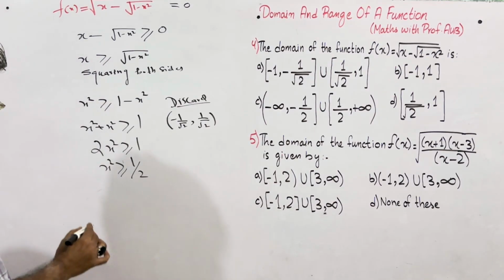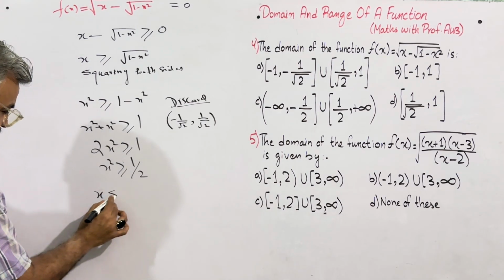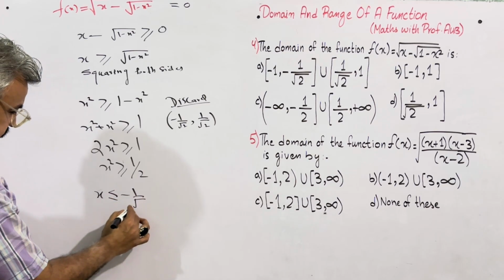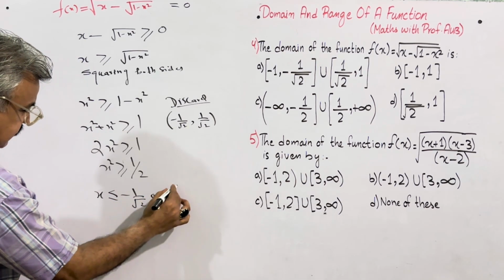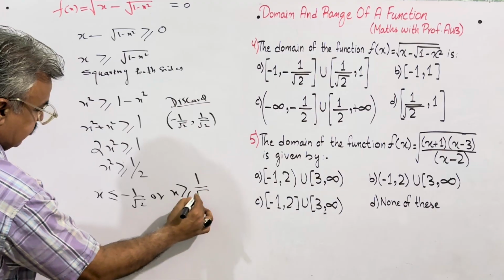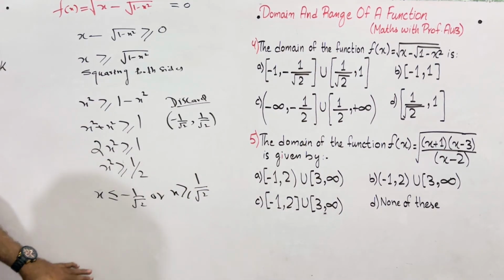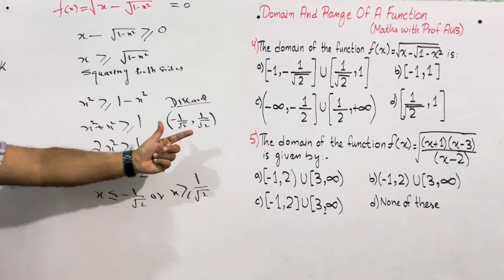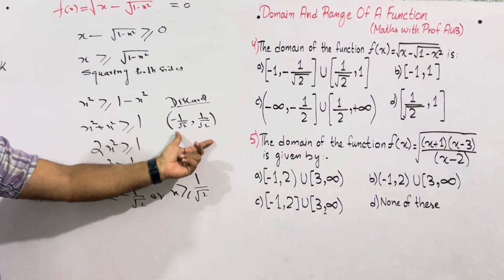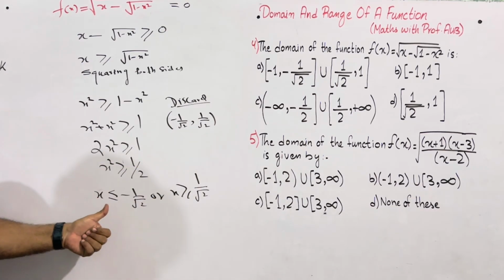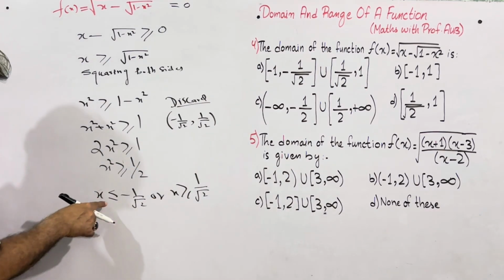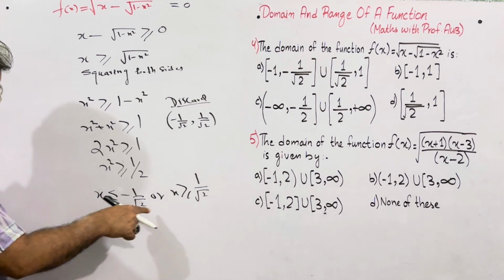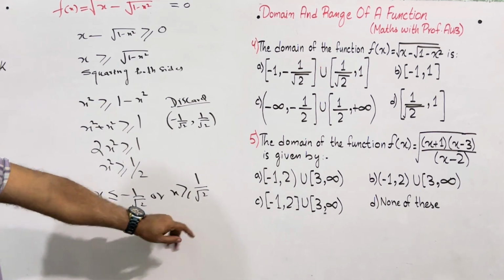Or one can write this as x is less than or equal to minus 1 over root 2, or x is greater than or equal to 1 over root 2. Either you write in that form. We have to discard this open interval, and in that case x is less than or equal to minus 1 over root 2, or x is greater than or equal to 1 over root 2.